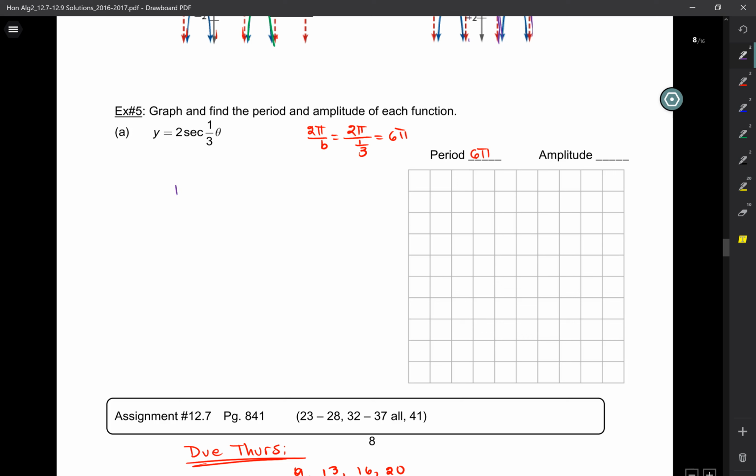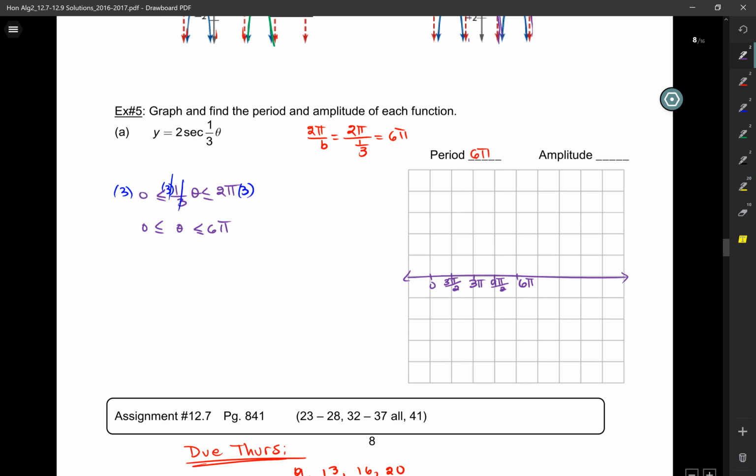And I'm going to say 1 over 3 theta, and I'm going to bound it in between 0 and 2 pi. Okay? So multiply everything by 3. I have 0, theta, 6 pi. So I'm going to go all the way from 0 to 6 pi. The middle is 3 pi. Quarter way is 3 pi over 2. And then it's 9 pi over 2.